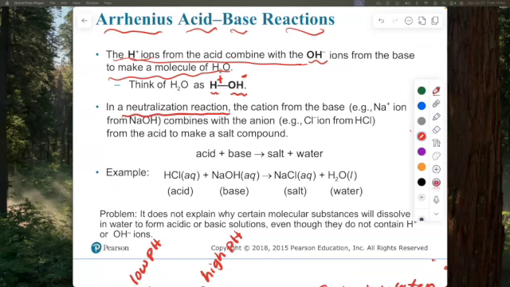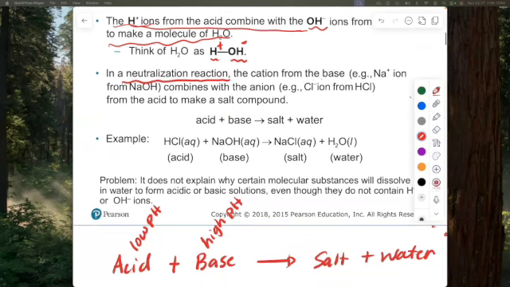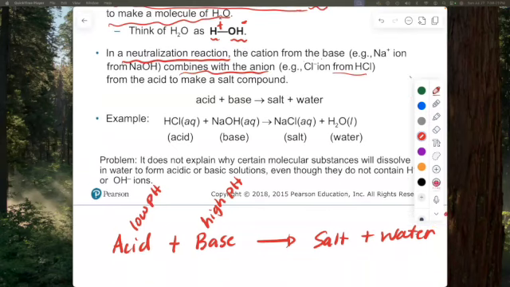This reaction is called neutralization. In a neutralization reaction, the cation from the base, right, combines with the anion from the acid. So the example given to us here is we have the HCl, that's the acid, the NaOH, that's the base, and you have a double displacement type of reaction here. Double displacement.